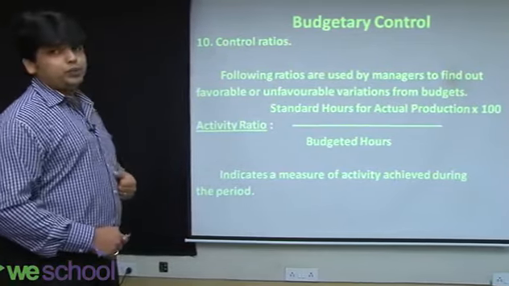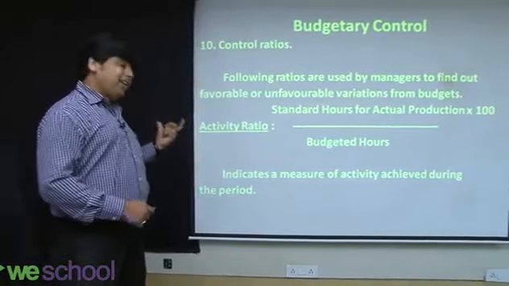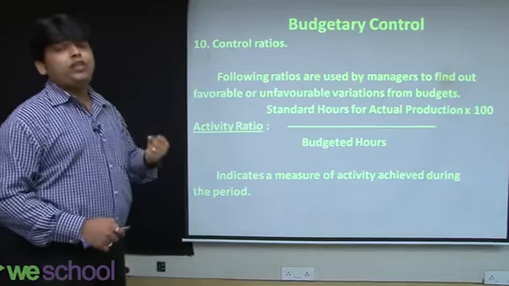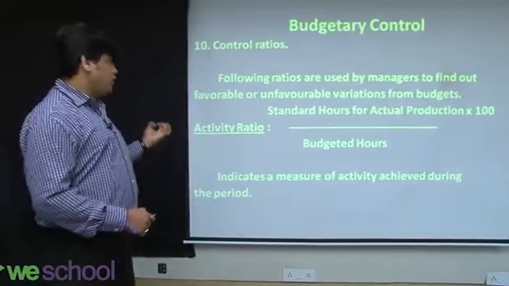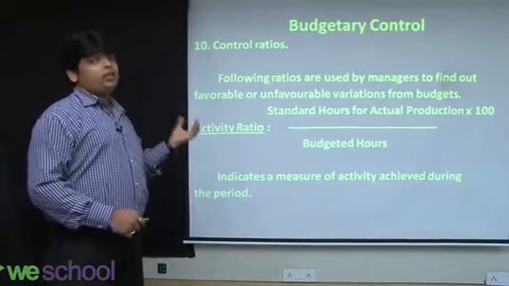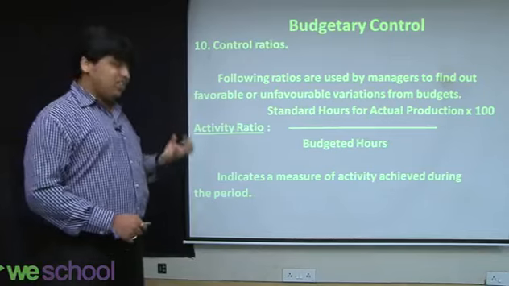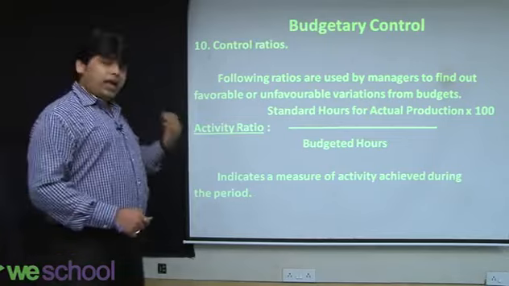Now, control ratios. There are certain control ratios. By calculating the activity ratio, we can find out whether we have control and whether things are favorable or not. If the activity ratio is high, definitely the production process is going efficiently. If it is less, that means in spite of all our efforts, the activity is not rising.